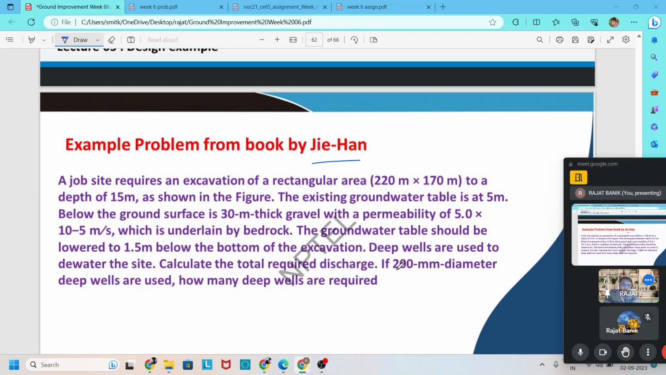The groundwater table should be lowered to 1.5 meter below the bottom of the excavation. Deep wells are used to dewater the site. Calculate the total required discharge if 200 diameter deep wells are used. How many deep wells are required? So this is our problem.